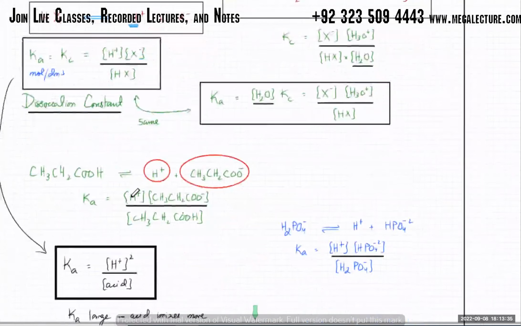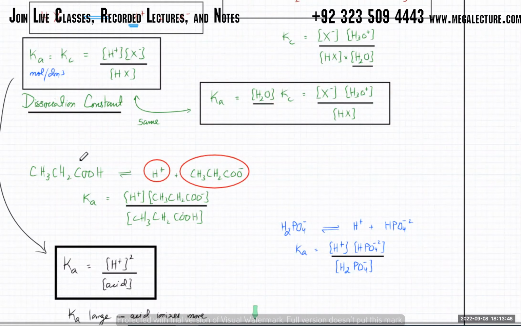So if you have propanoic acid, it will ionize and produce these two ions, and it will have an acid dissociation constant, which is going to be this ion into this ion divided by the reactant concentration, which is this. Okay? Is this clear? What is Kc? Sorry, what is K? Is this clear? Yes, sir.